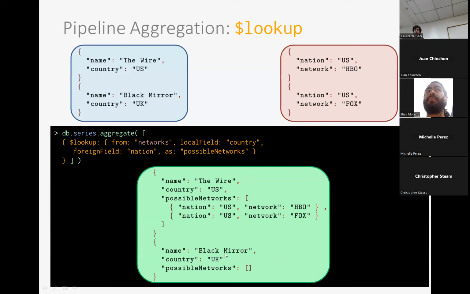In the case of the Black Mirror UK, where there's no matches, what happens? We still keep the document from the left-hand side. This is why I say it's a left join. We don't remove that document. So we keep that document and we add as possible networks just an empty array to say that there is no matches found on the right-hand side. So for this reason, it's sort of like a JSON version of a left outer join.